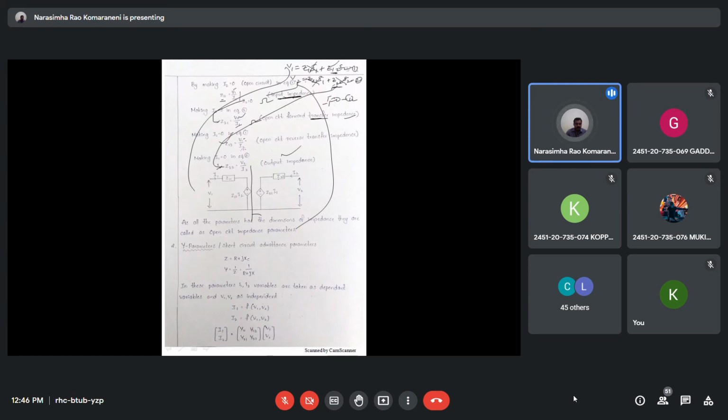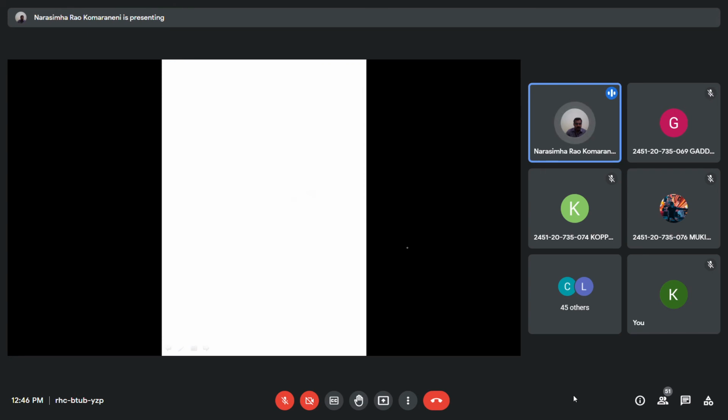Now, based on these Z parameters, we'll do one sum. Next we'll go for one or two sums, and then we'll go for the Y parameters. Note the circuit. Find the Z parameters for the given circuit.